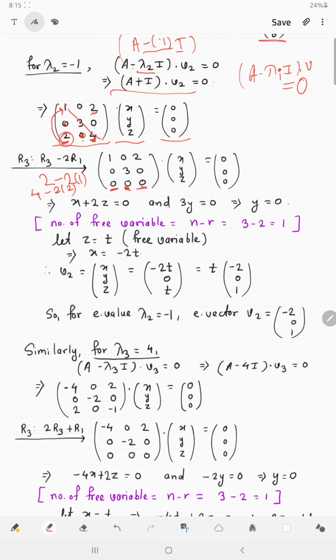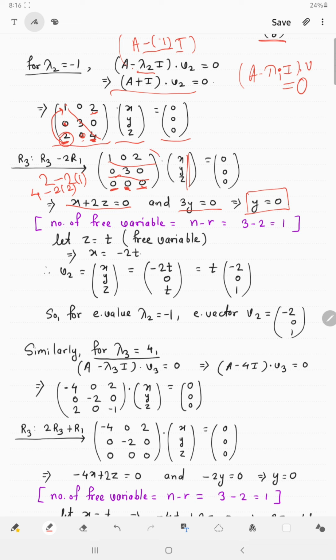Now again I have two equations. First row, first column: x plus 2z equal to 0. And 0 3 0 times x y z gives 3y equal to 0, so obviously y equal to 0. Now here I have x plus 2z equal to 0, one equation, two variables.